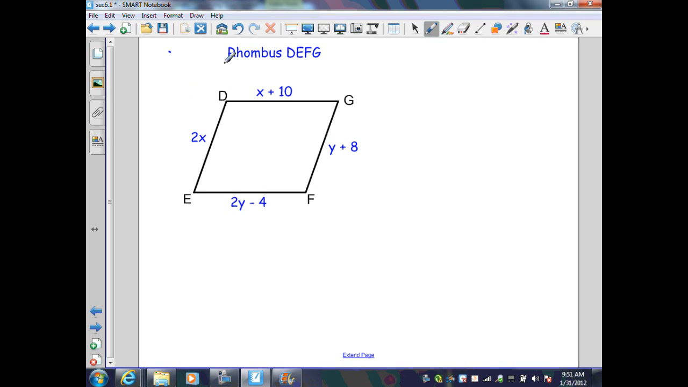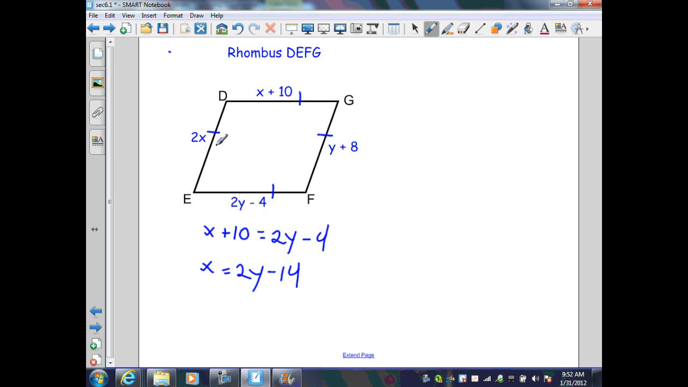And here we're given rhombus DEFG. Recall, a rhombus is a parallelogram, but it has an extra property that all 4 segments are congruent. So I can set up equations being x plus 10 equals 2y minus 4 and 2x equals y plus 8. But notice each equation has 2 variables. Therefore, I'm going to have a system of equations. And I have to choose how to solve that system. I'm going to choose the substitution method. In other words, I'm going to select x plus 10 equal to 2y minus 4. I'm going to solve this equation for x. x equals 2y minus 14, subtracting 10 on both sides.